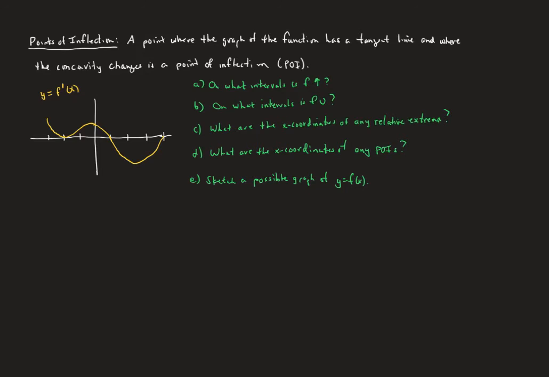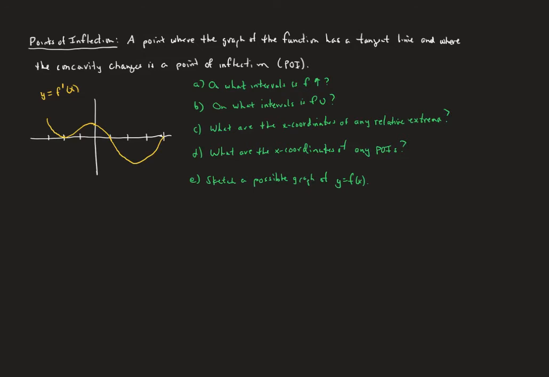So a point of inflection is a point where the graph of the function has a tangent line and where the concavity changes. That's known as a point of inflection. So, kind of a little trivia there. The derivative could be undefined at a vertical tangent, but that still has a tangent line there. So that would still be considered a point of inflection.